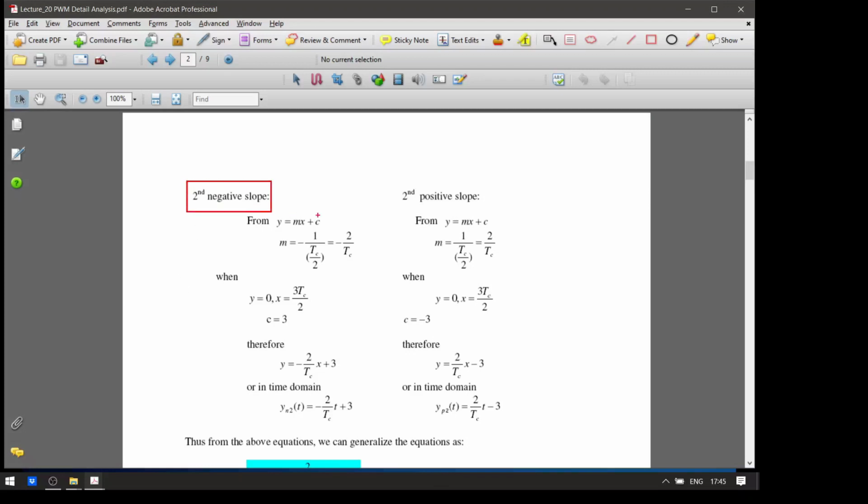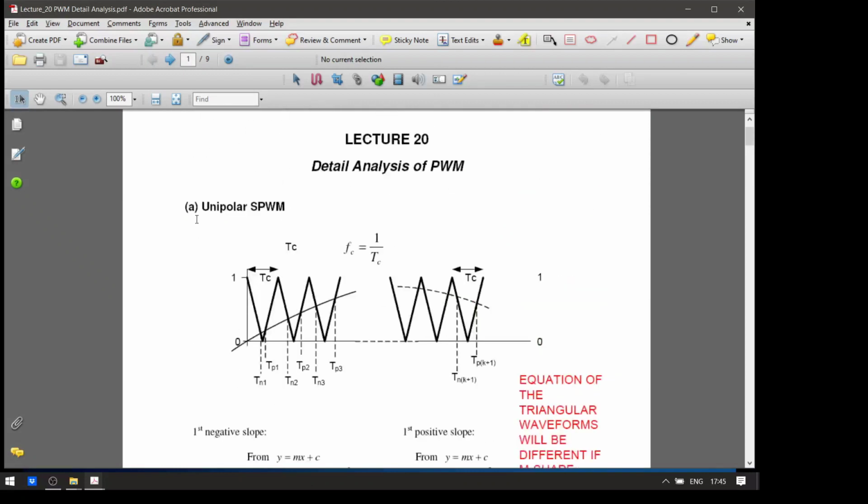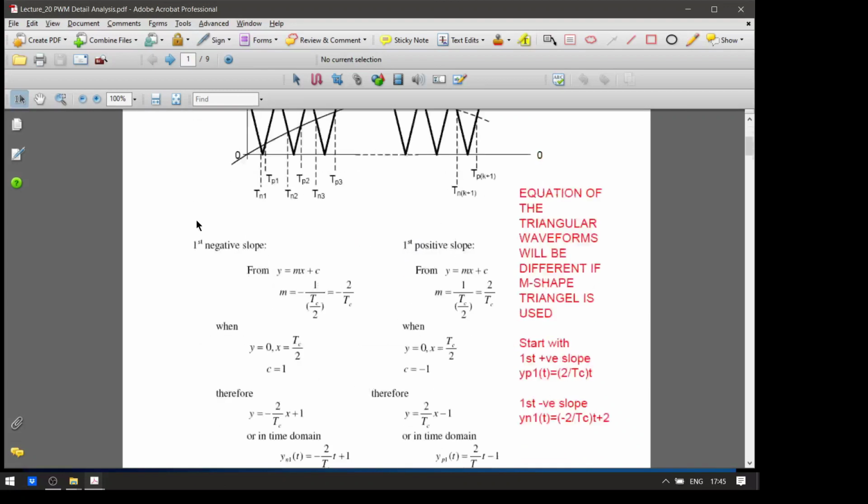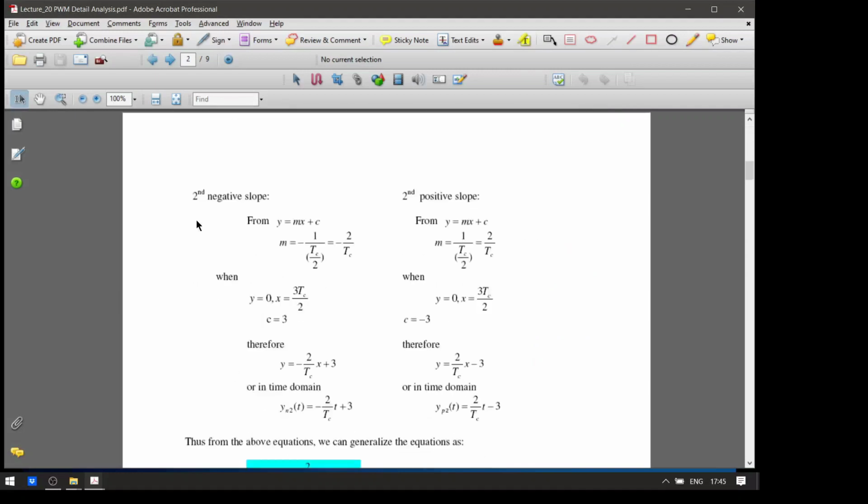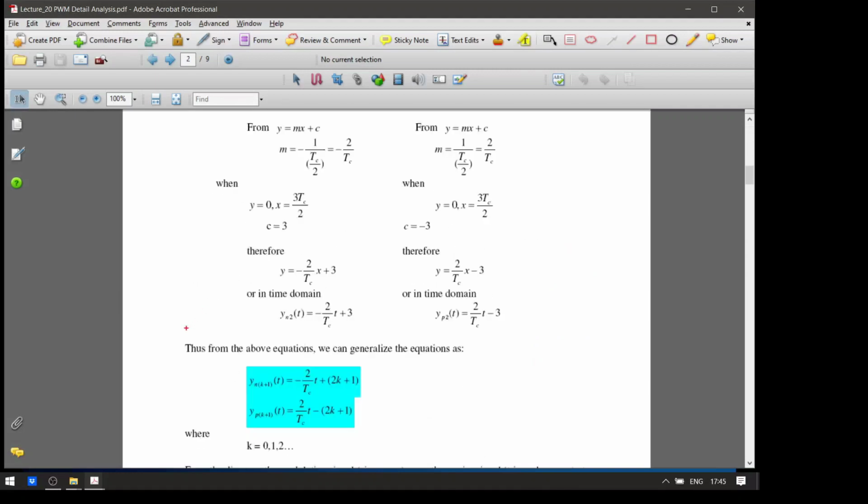Then we proceed further and look into the first negative slope, second negative slope, and second positive slope, which refer to that line. By referring to those two lines there, we have another equation which we found by that equation and that equation. Okay, I leave it to you to do the derivation. We have these two equations, and finally we can actually generalize.